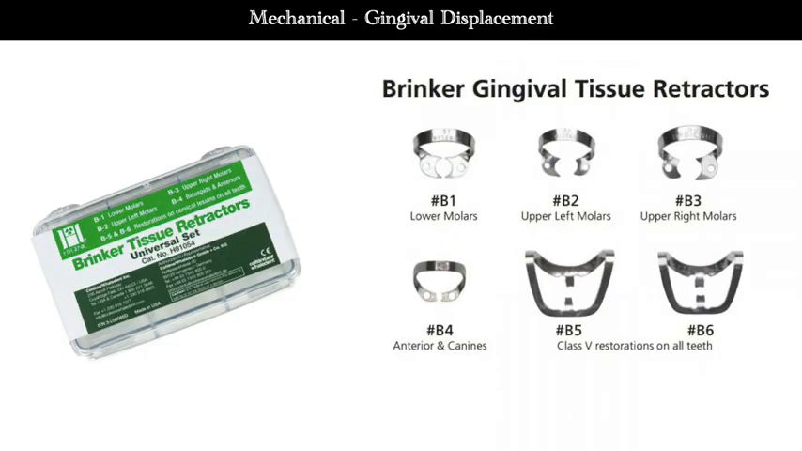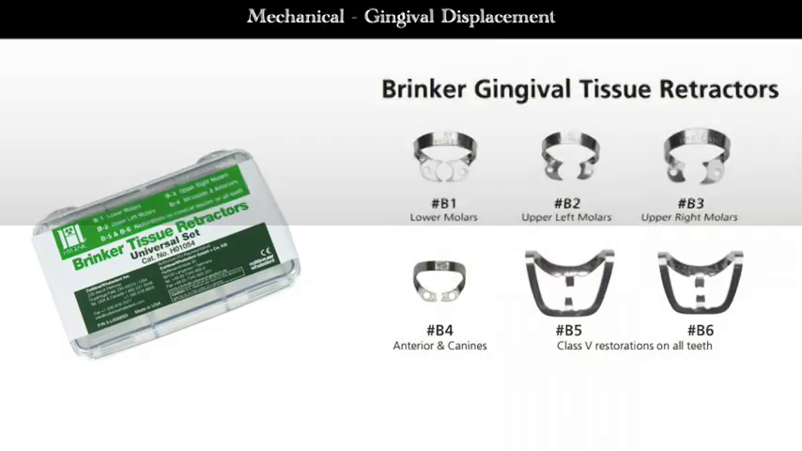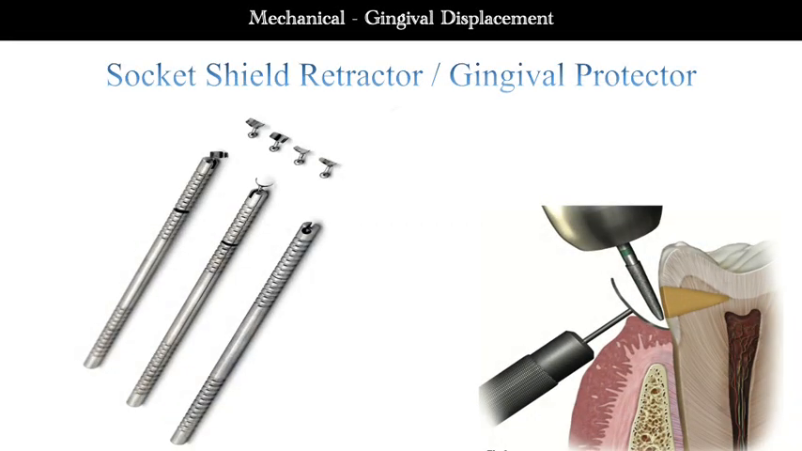Now, this is a displacement method done by Brinker gingival tissue retractors, which you could see in the picture. This is used along with the conventional rubber dam isolation kit. So here the clamps go ahead and get engaged with the tooth structure by itself, deflecting the sulcular epithelium or the gingival sulcus. Next is the socket shield retractor. This consists of a crescent shaped head, as you could see in the picture, and it is attached to the handle of the instrument with a ball and socket joint.